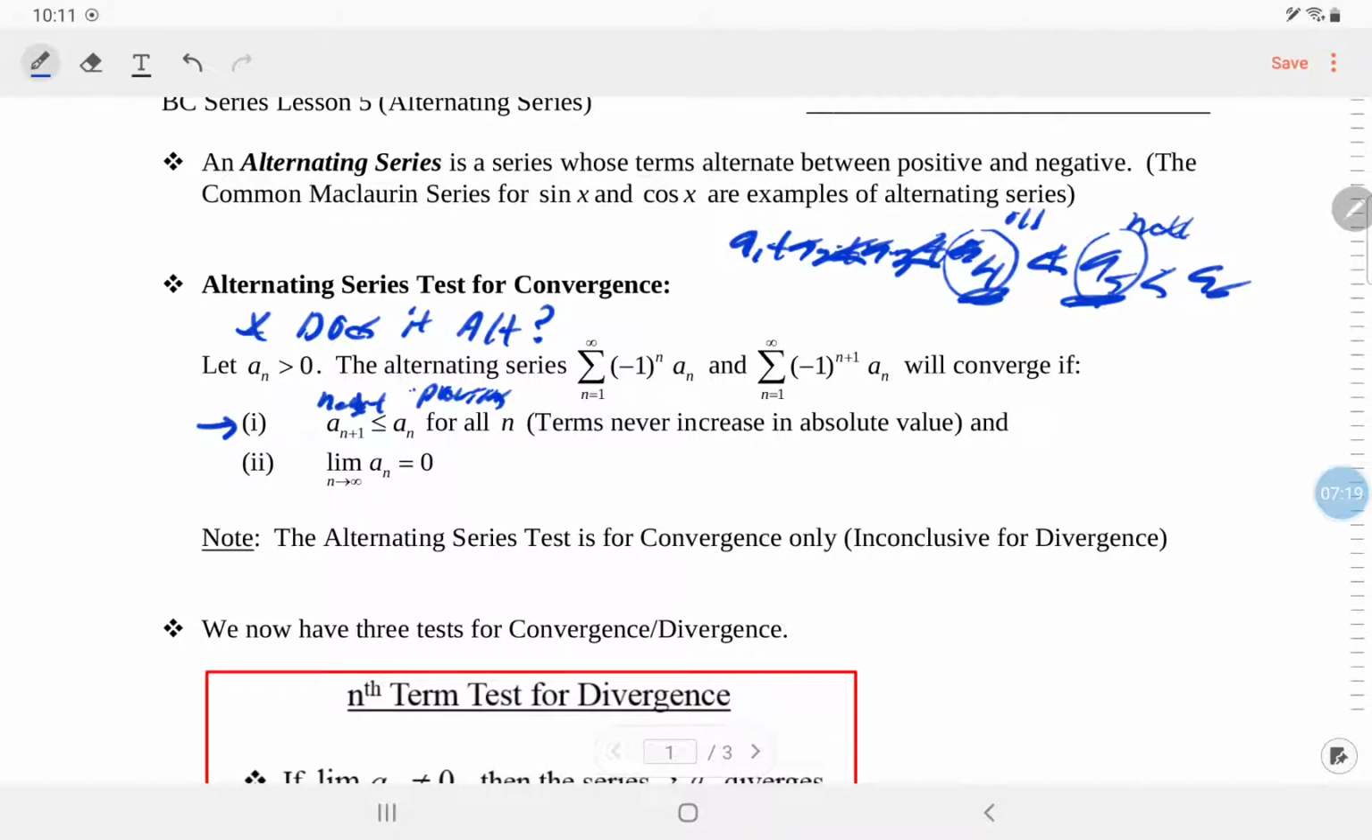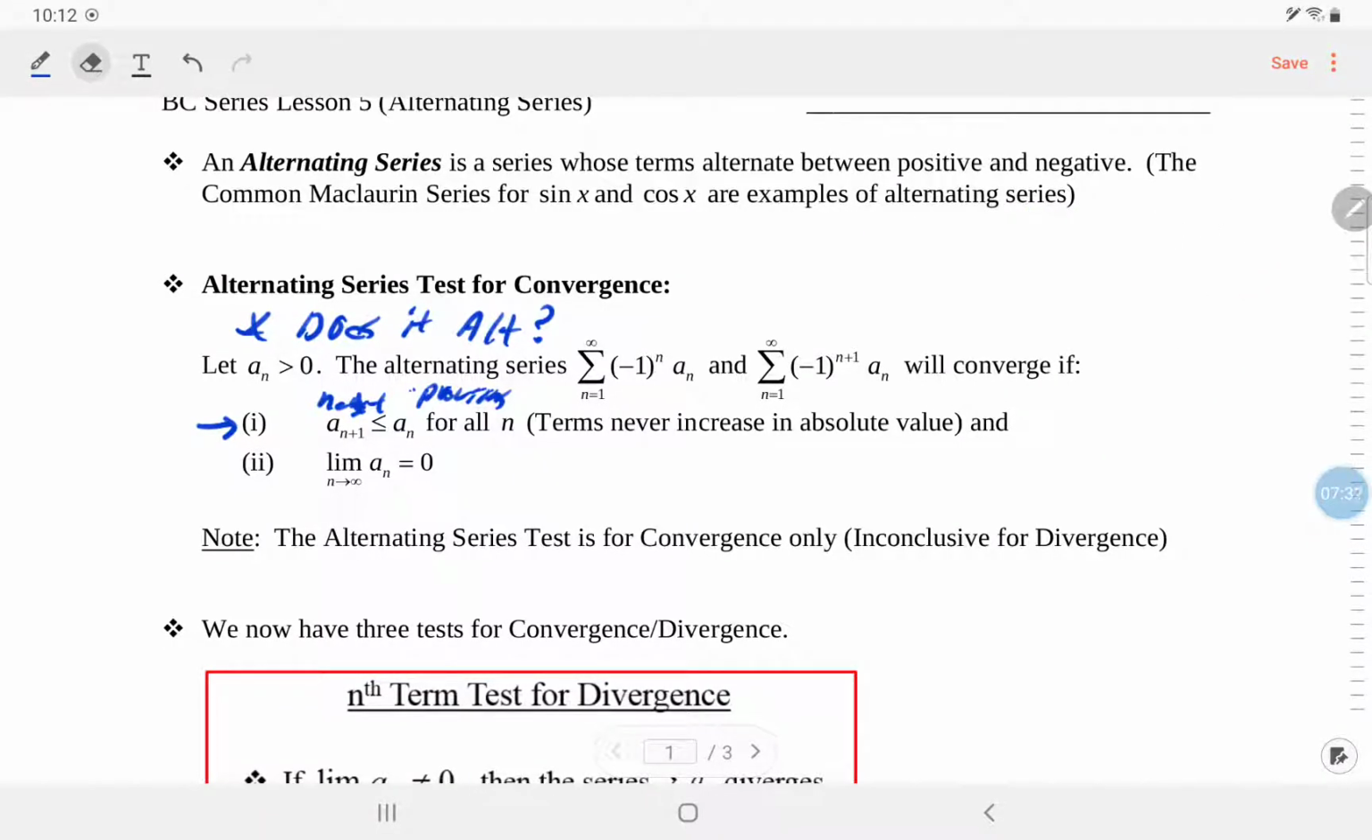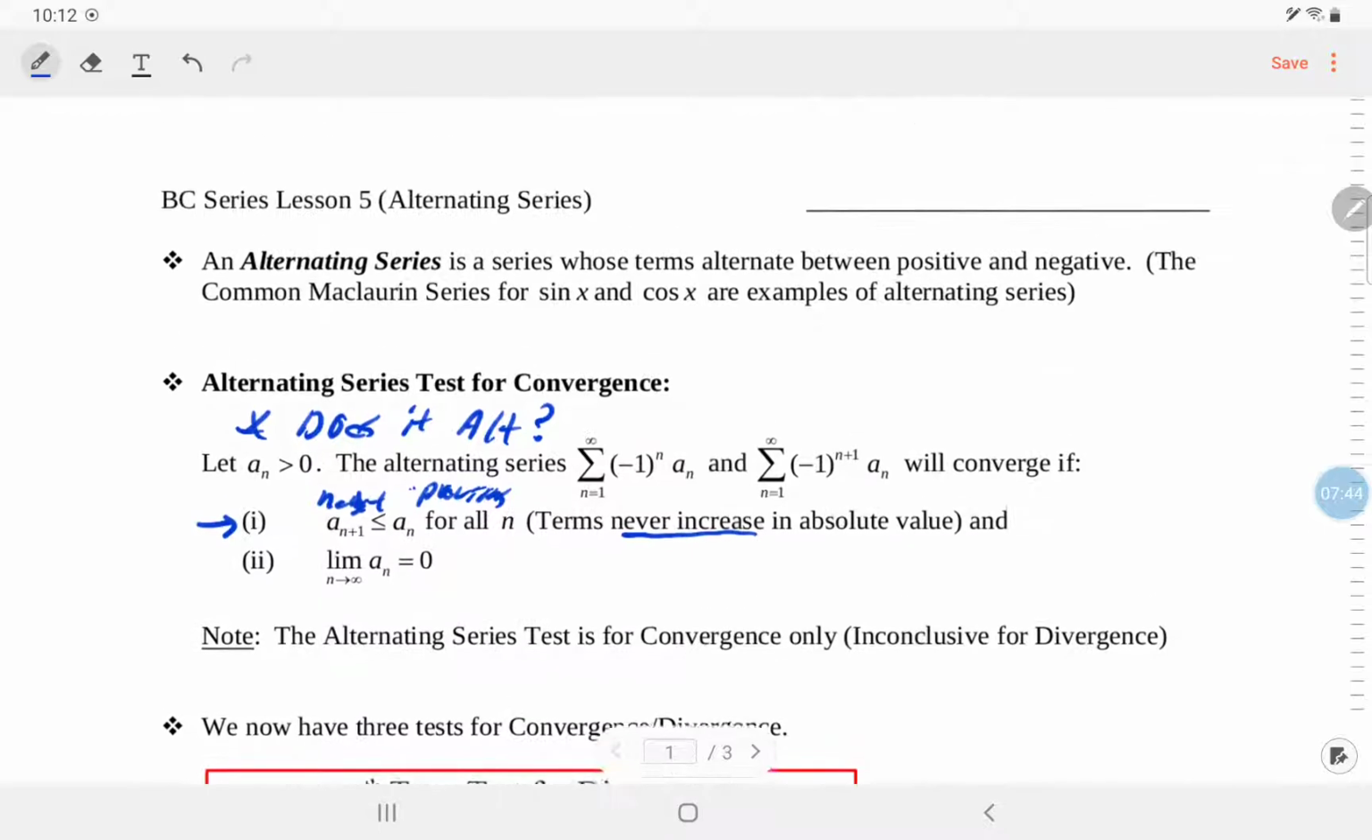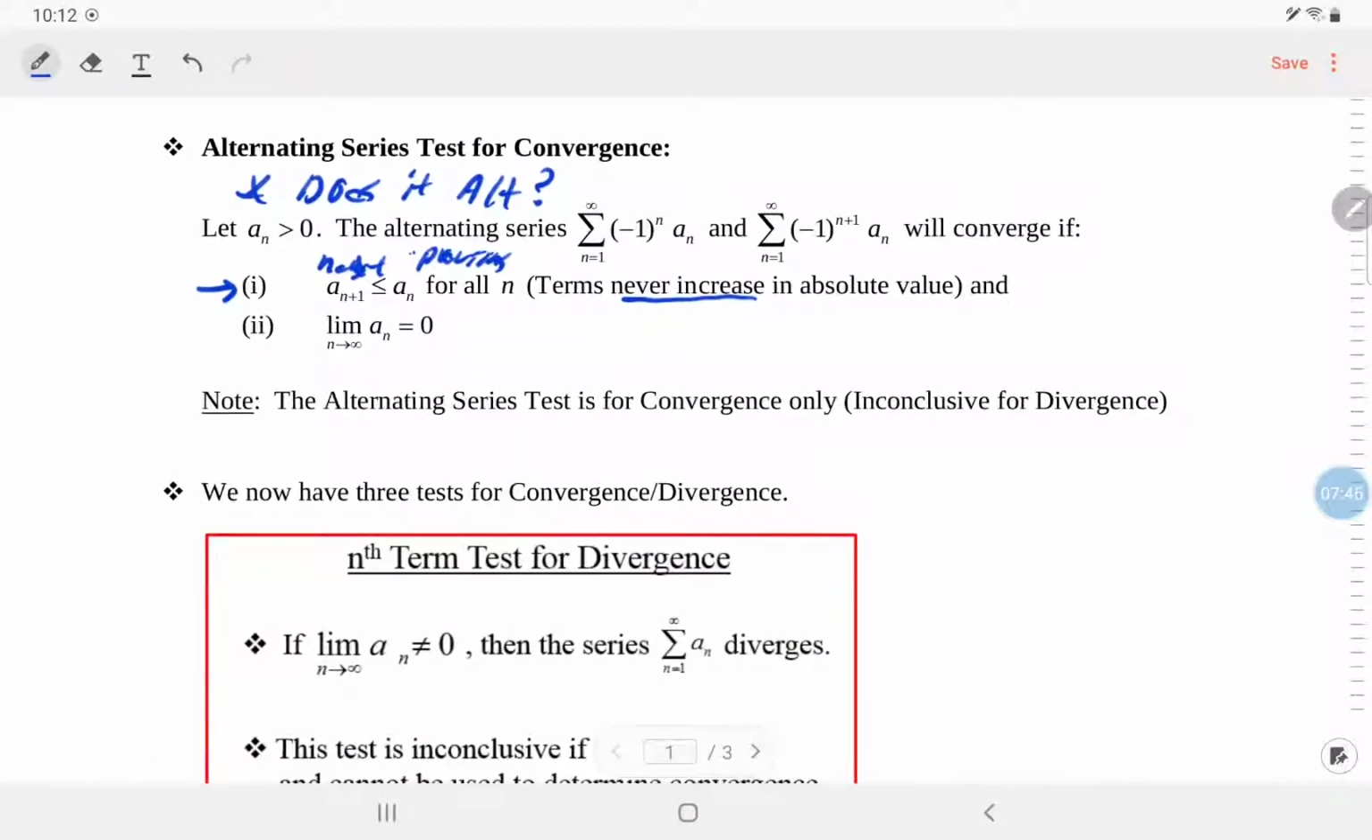If your new term or your next term is less than the one before it, so like here, if you're going from bigger to smaller, well, that means you're decreasing. That's all that's saying. So that you never increase. Your terms never increase. You might say, well, they go positive, negative, positive, negative, eventually it's going to increase. No. We're talking about the absolute value of it.